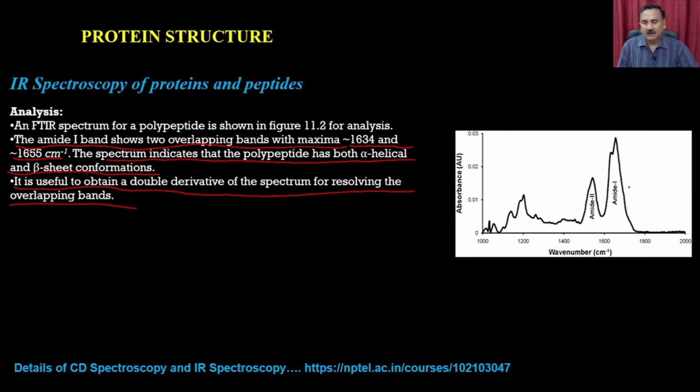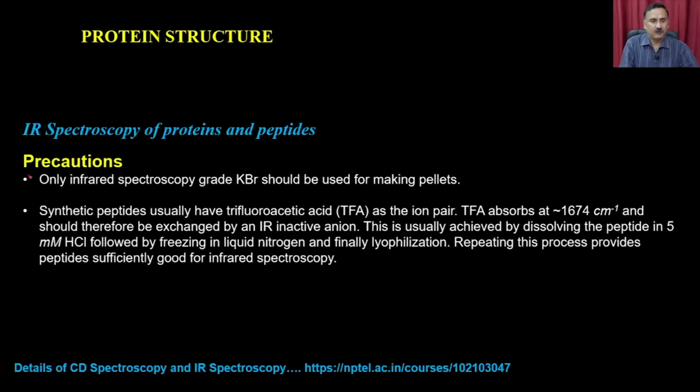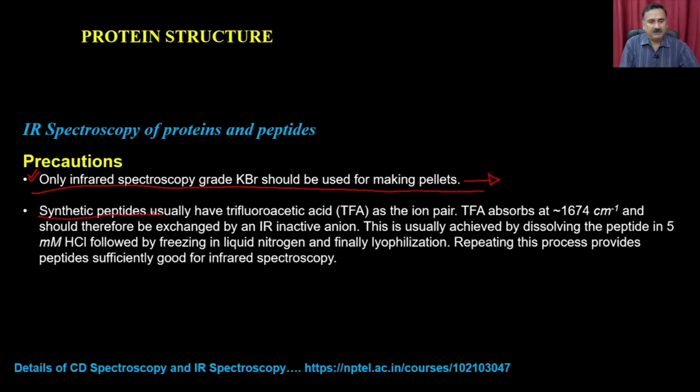Now, once you are done with the IR spectroscopy, you also have to take a lot of precautions while doing it. So, what are the precautions? Only IR spectroscopy grade KBr should be used for making the pellets. If you use KBr of lower grades, it is going to give you the IR spectra of interfering agents. Synthetic peptides, which means the small peptides you synthesize in your laboratory, usually have TFA as the counter ion, which means they have bound TFA.